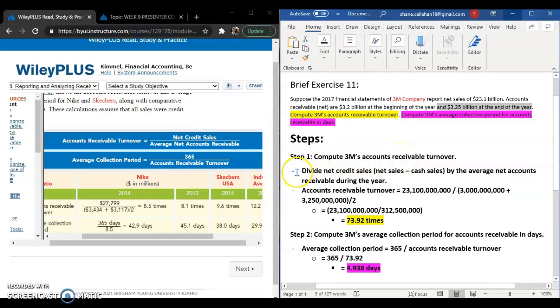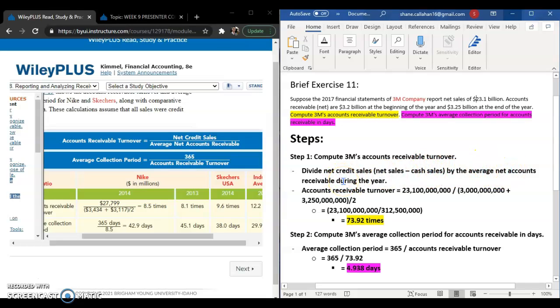So it says step 1, compute the accounts receivable turnover. So what you do is divide net credit sales, which if you don't have the net credit sales like we do in this case, it'd just be net sales minus cash sales. You divide that by the average net accounts receivable during the year.